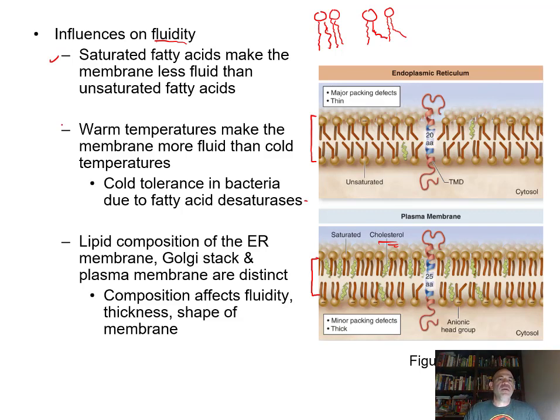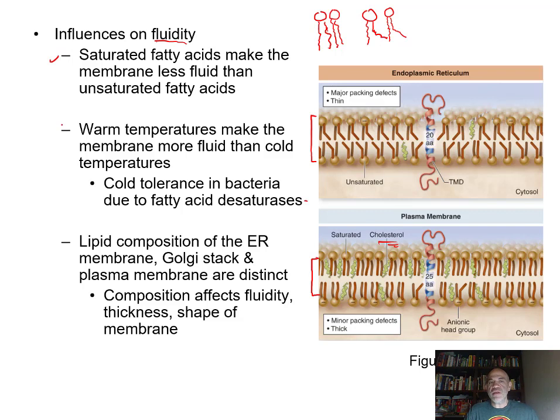There's another factor that can influence fluidity, and that one is temperature. As you know, when temperature goes up, the kinetic energy of the particles begins to increase, and that means the speed at which they move increases. In solids, they start to vibrate faster. You get enough energy, it melts, and the molecules start moving more freely. Same thing here. If you have a warmer temperature, then your membrane is going to be more fluid.